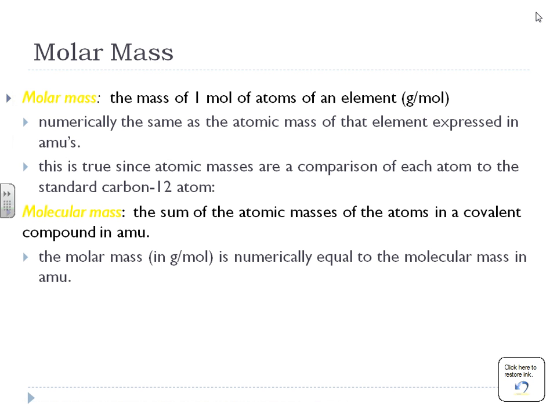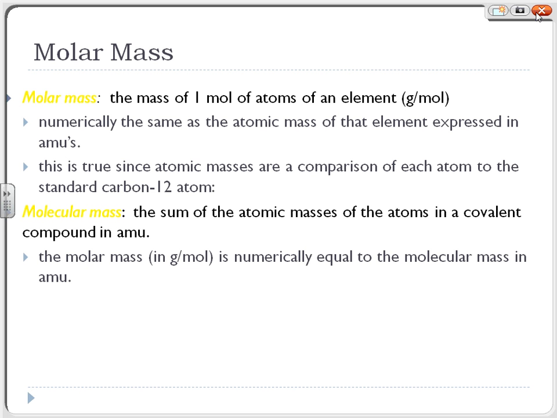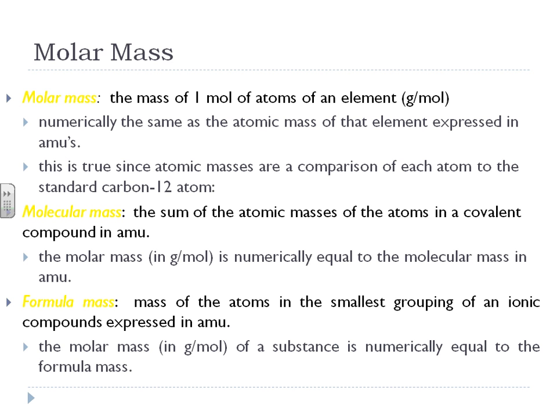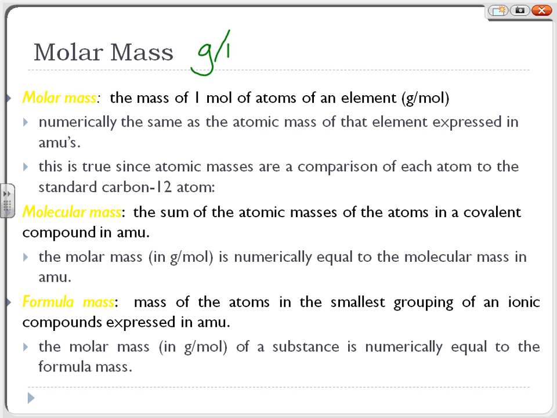A couple other new terms. Molecular mass is the sum of the atomic masses of all the atoms in a covalent compound. Again, it's numerically equal to the molecular mass in AMU. And then the last one is formula mass, and that's the mass of atoms in an ionic compound. Again, the same as the formula mass straight off the periodic table. So you'll notice that here our units for molar mass are in grams per mole, which means the mass in 1 mole. Okay, so grams per mole, mass per 1 mole of a substance.